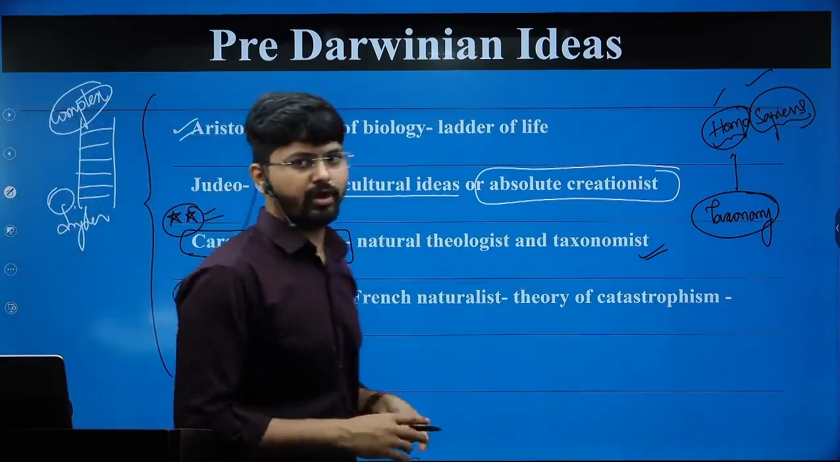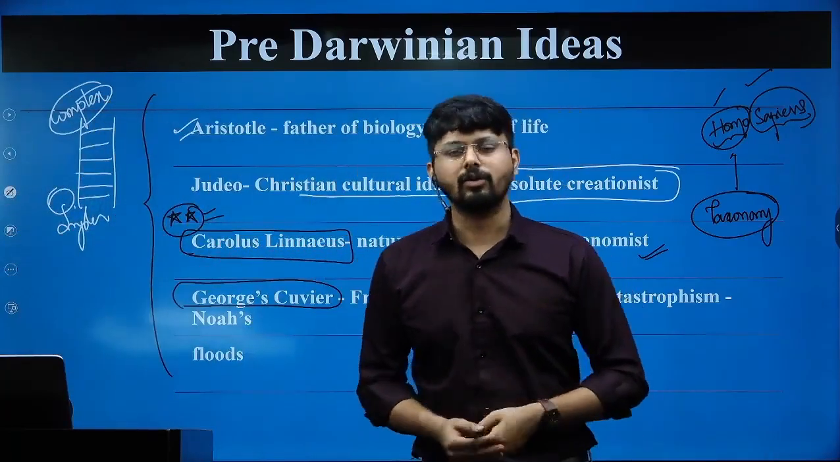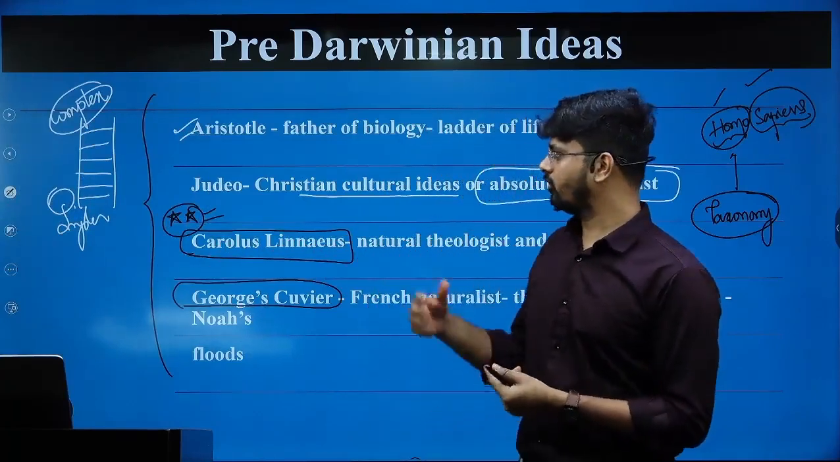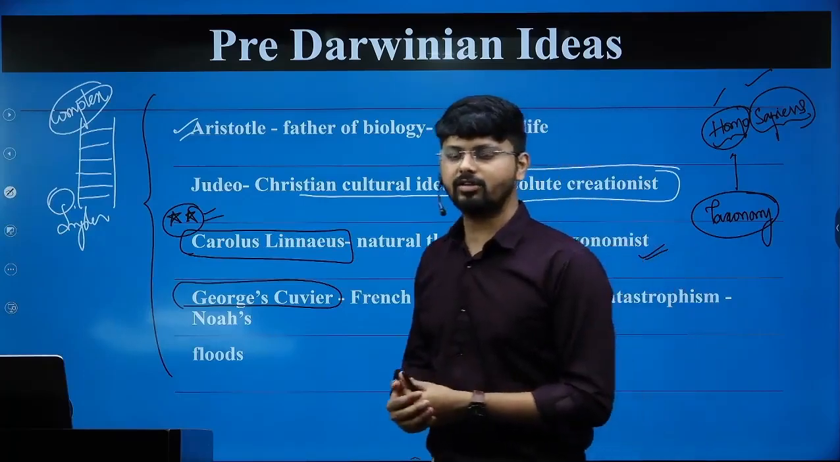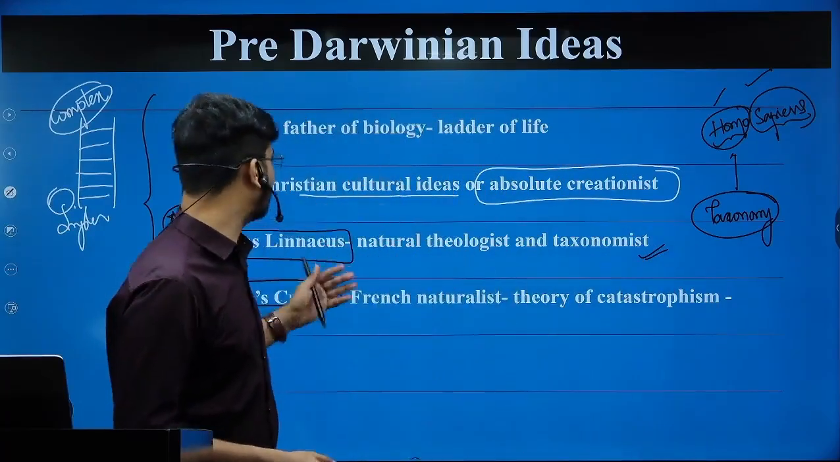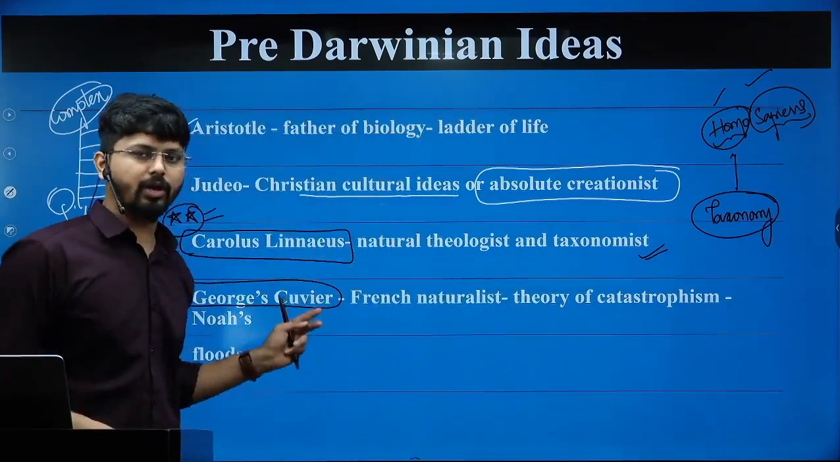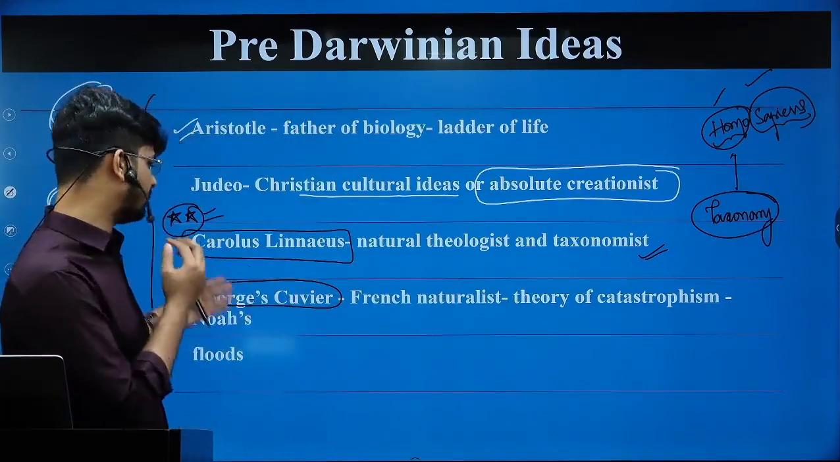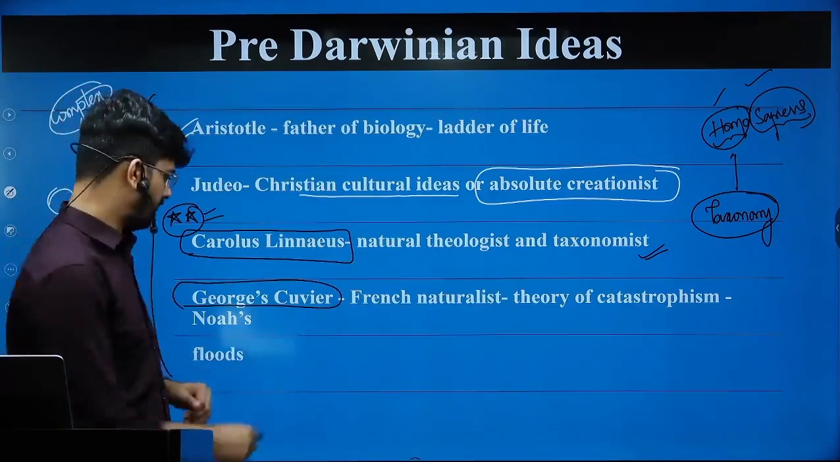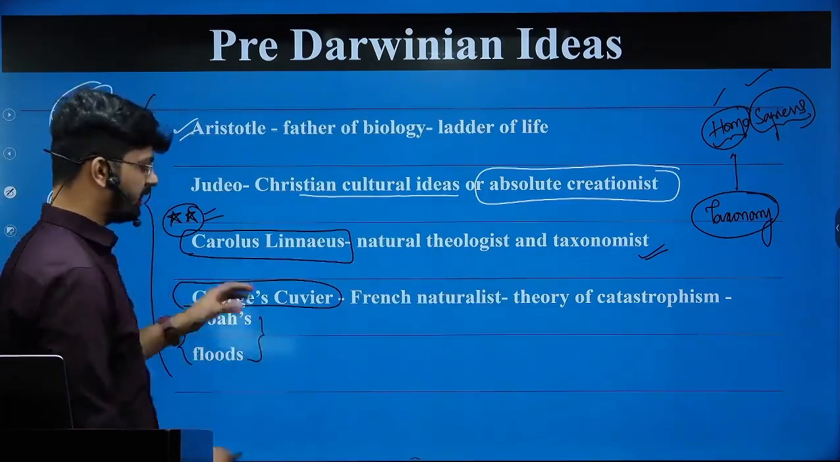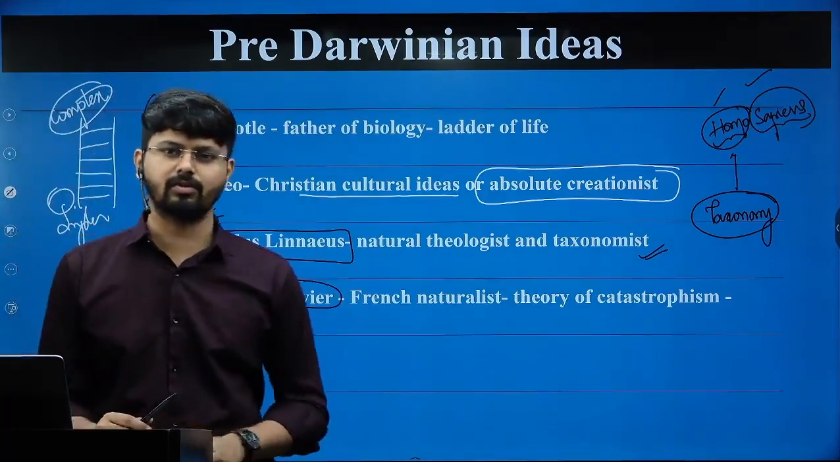Okay, so if they ask about pre-Darwinian theories, first you need to write that there were the theories of divine origin, given by Aristotle, Plato, Judeo. Okay, then catastrophism, George Cuvier, Noah's floods. Okay, there were Noah's floods. Based on that he gives this theory of catastrophism.